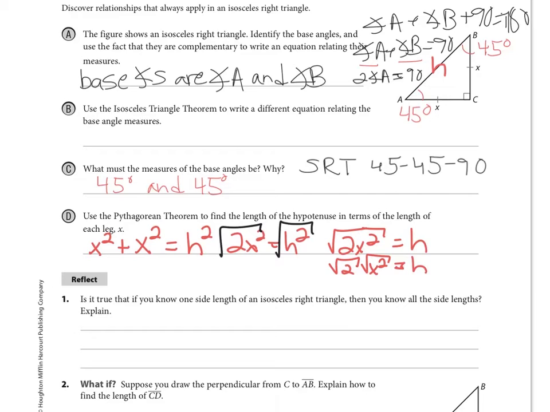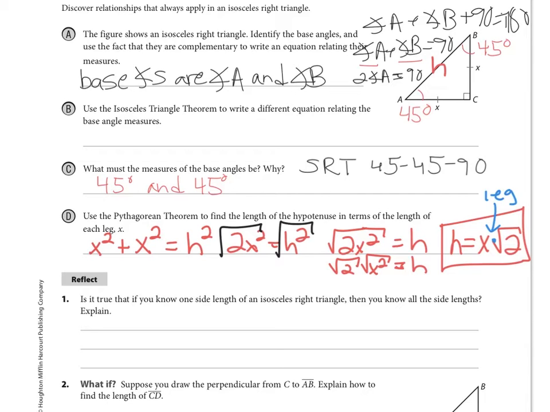It's the x that simplifies. The square root of x squared simplifies, that is. And so we have h equals x times the square root of 2. So this is an important formula for you guys to keep in mind, that the hypotenuse is always whatever that leg is, x standing for the leg, times the square root of 2.